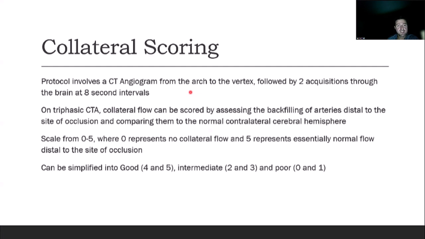On the triphasic CTA, collateral flow can be scored by assessing the backfilling of arteries distal to the site of occlusion and comparing them to the normal contralateral cerebral hemisphere. It's a scale of 0 to 5, where 0 represents no collateral flow and 5 represents essentially normal flow distal to the site of occlusion. And it can be simplified into good, intermediate, and poor.